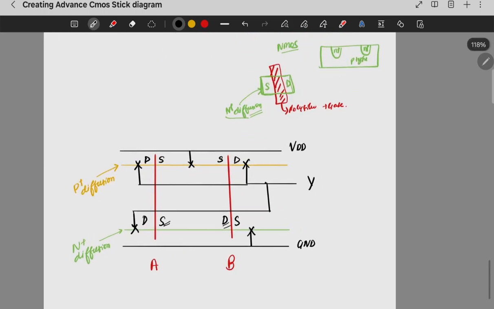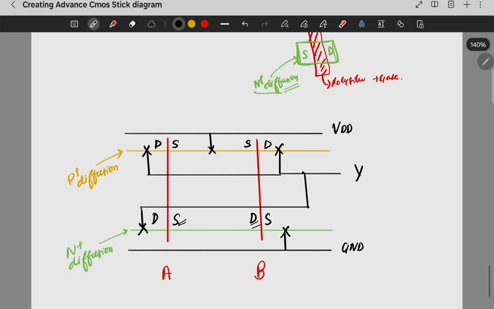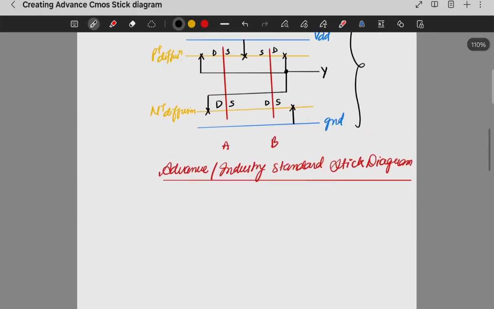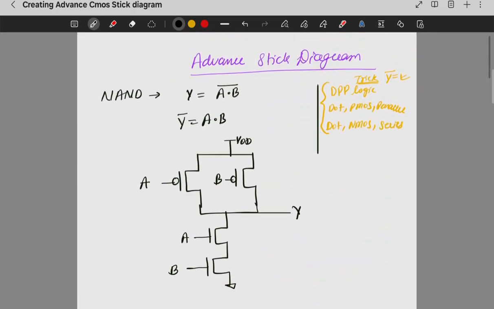I hope the idea of making this advanced CMOS stick diagram is clear, and in upcoming videos we can see some more examples on it, but I think this is sufficient as of now. So thank you very much.